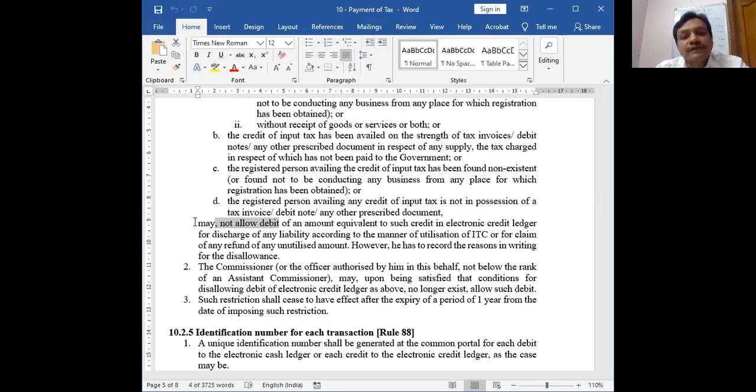That's it. So this is the only point which says that there are conditions and restrictions in claiming ITC. If you have taken ITC without receipt of goods, if you have claimed ITC and you don't have the purchase document to show, or if you have taken ITC and the person from whom you purchased is not found by the tax department, then in these cases it is the power of the commissioner to disallow the ITC to you. That's it.